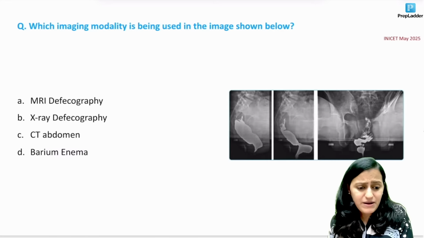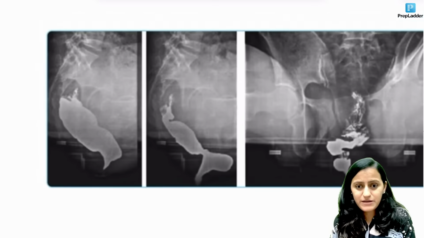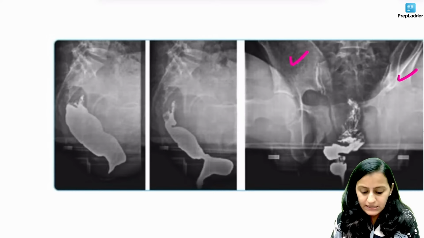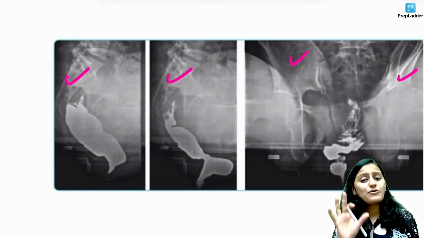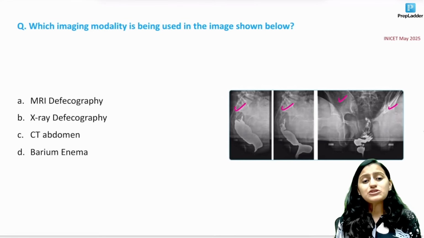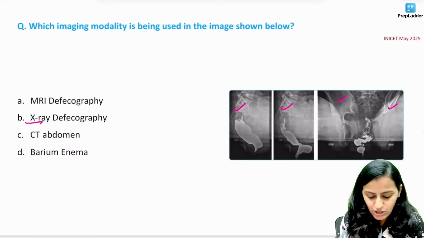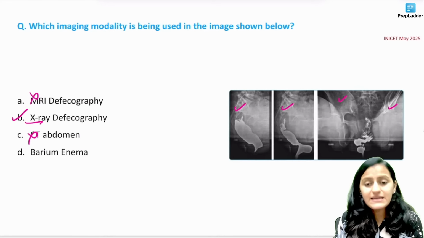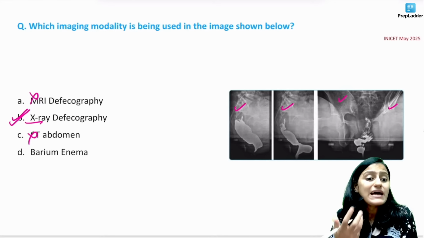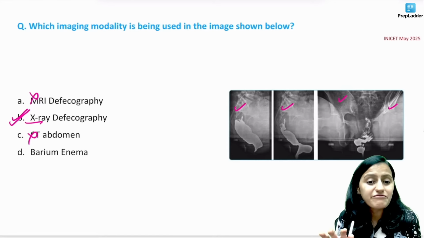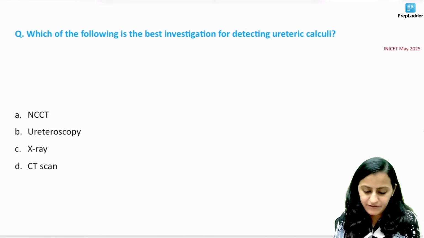Is this MRI? No. Look at the image very carefully. Can you appreciate this pelvic bone in the background, right? These bones in the background, how the bones appear on X-ray. That is how the bones are appearing. So this is the X-ray image. This is not a CT or a MRI. This is X-ray defecography, which is more dynamic, right? Where you actually ask the patient to strain and to defecate. So that is X-ray defecography.